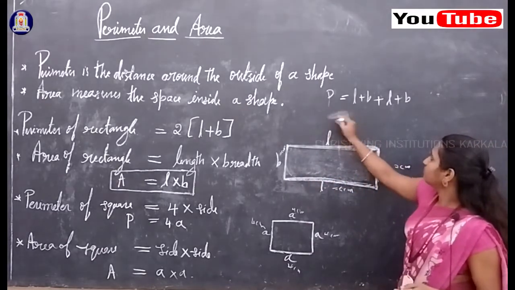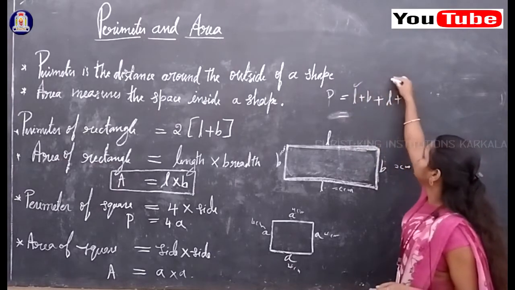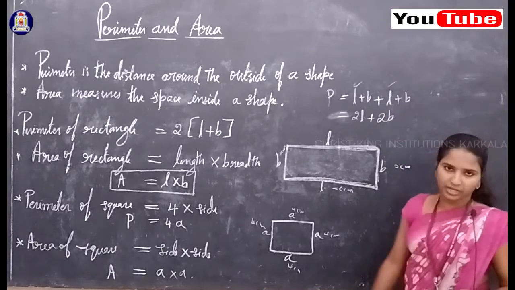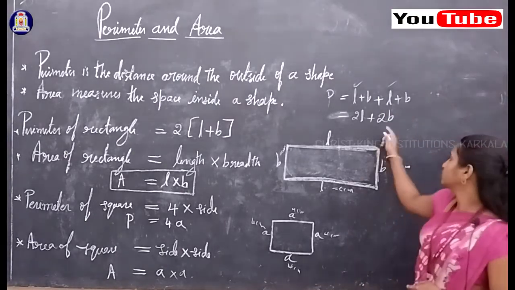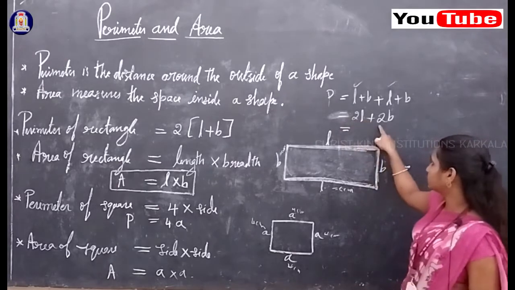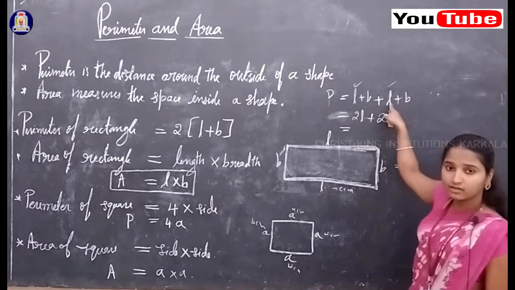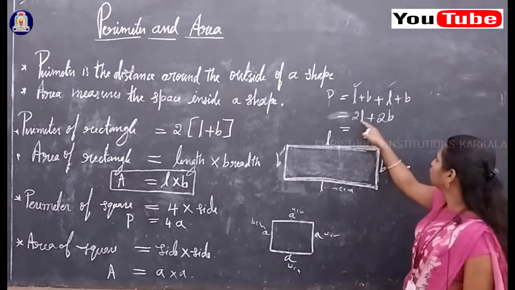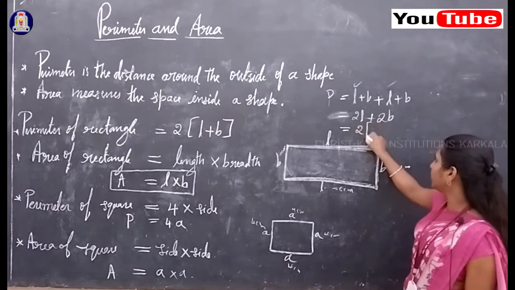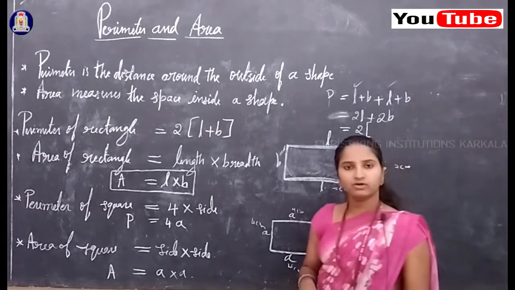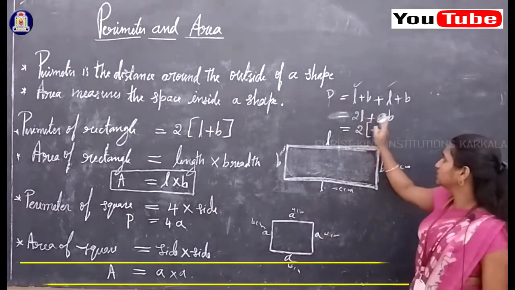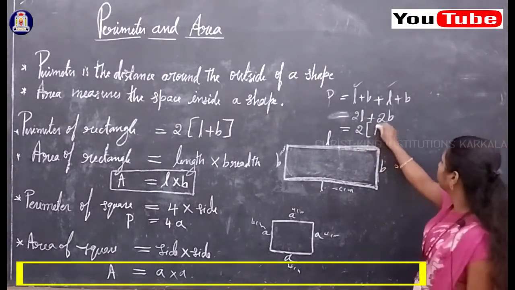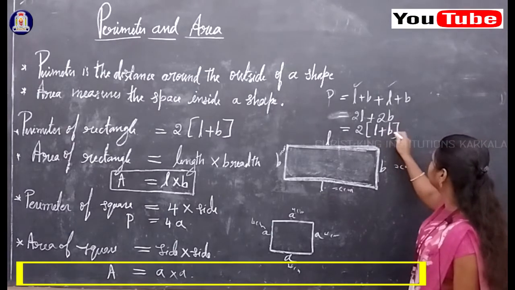Now, how many times can we say length? 2 times length, so 2L. Breadth 2 times, so 2B. 2L plus 2B. L plus L, 1L plus 1L, is 2L; 1B plus 1B is 2B. So in 2L plus 2B, we can take 2 outside. Why? Because 2 is common in both the terms. Clear? So what is remaining? Length plus breadth is remaining.